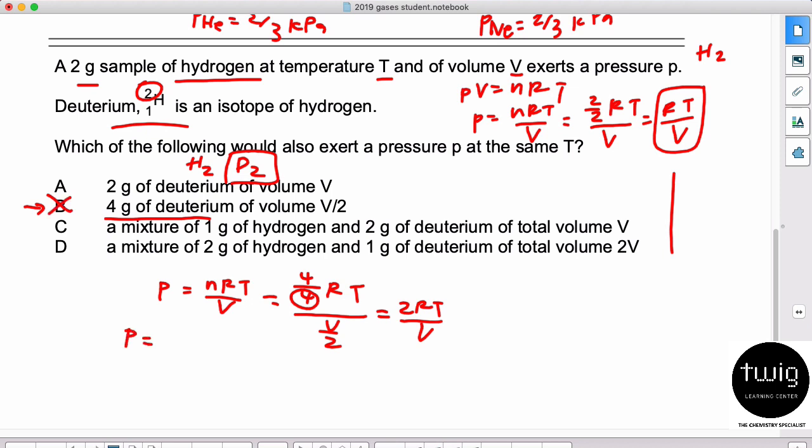P equals nRT over V, I'm doing C now. The number of moles of gas: 1 gram of hydrogen is 1 over 2, and 2 grams of deuterium is 2 over 4. So this is the total number of moles of gas. Then R, temperature T, and the volume is still V only. That's the answer already, because this is RT over V. So no difference from the beginning.